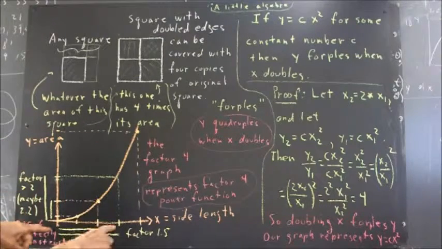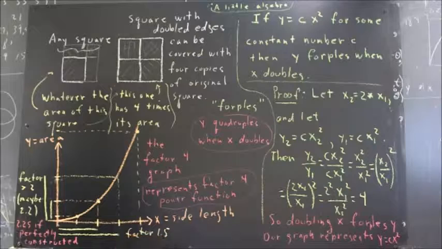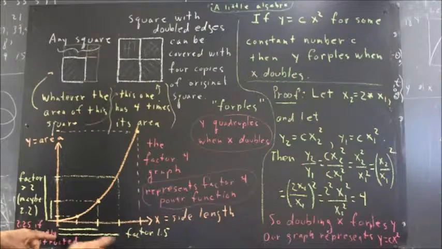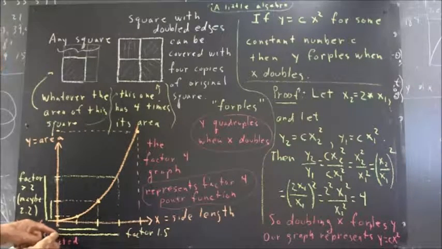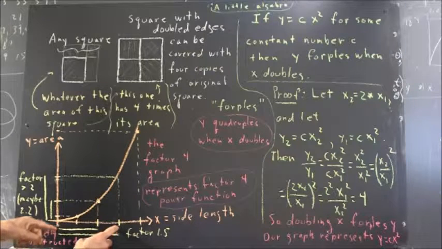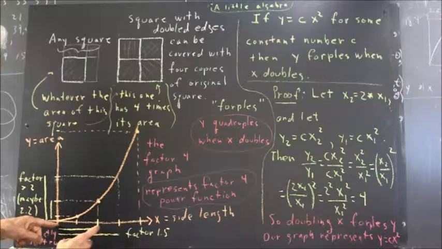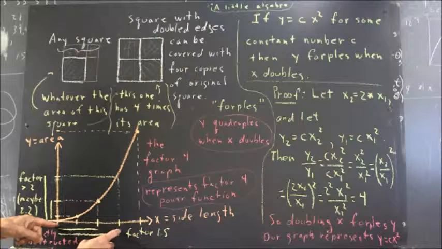So I'm going to use the graph to estimate what the area factor should be if we increase the side length by factor 1.5. And I just do this by marking the point that's 1.5 times as far from the origin as this one on the x-axis. That would represent a side length that's 1.5 times this one.